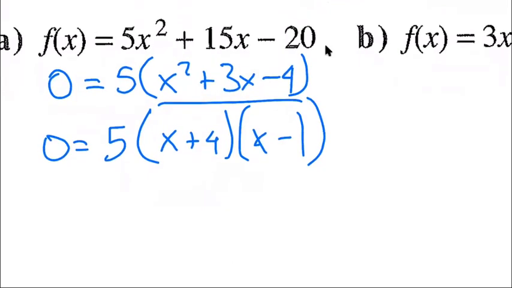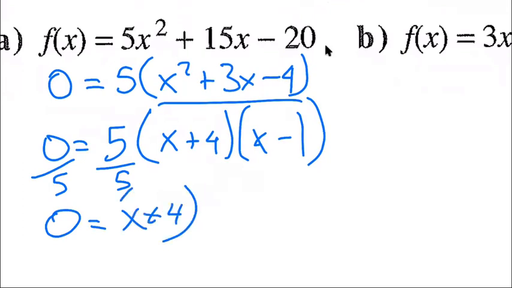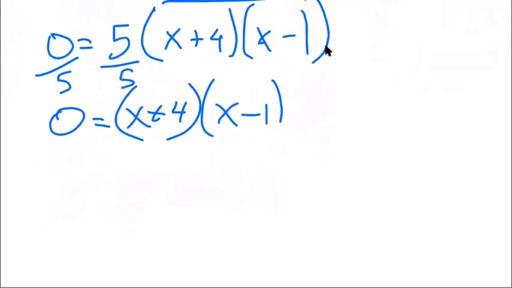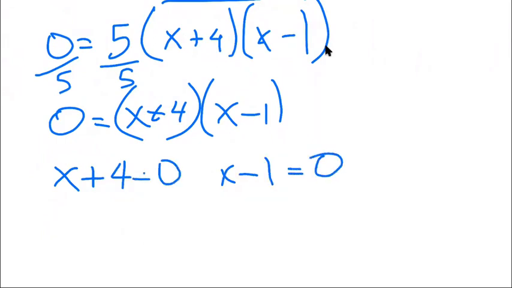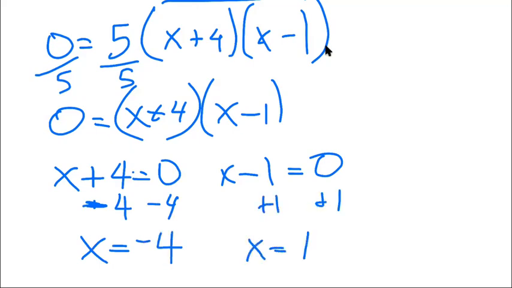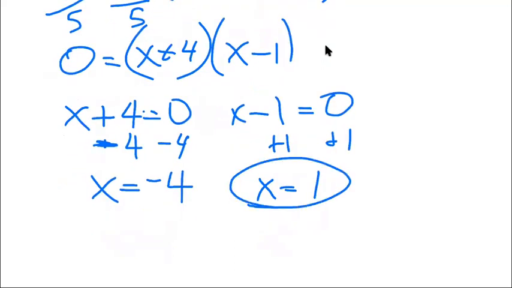Using my zero product law, I can divide by 5. That's going to disappear. So 0 is equal to x plus 4 times x minus 1. And I take both of my factors, x plus 4 and x minus 1, make them equal to 0 and solve. I'm going to subtract 4. X equals negative 4. I'm going to add 1. X equals 1. There are your two zeros.